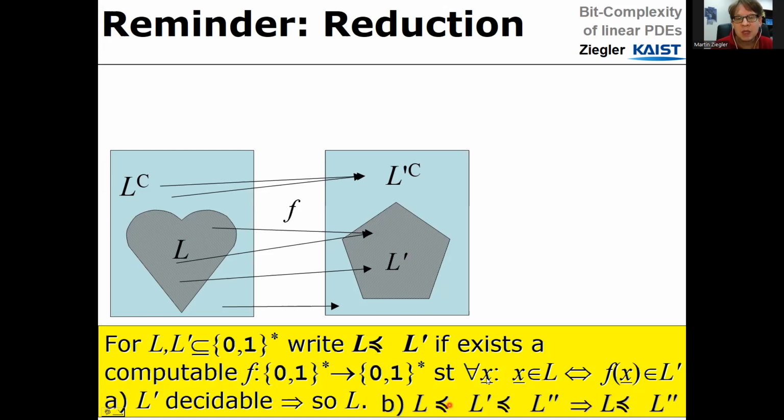Also, this notion is easily verified to be transitive. So if the problem L is at most as hard as L prime, which is at most as hard as L double prime, then indeed by composition one verifies straightforwardly that L is at most as hard as L double prime. So that's a notion of reduction, computable reduction.